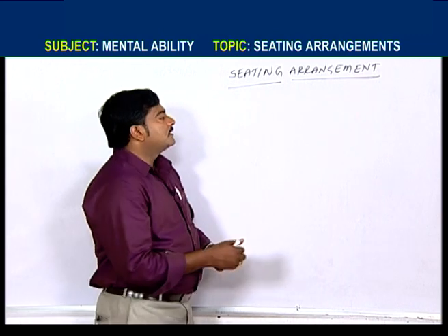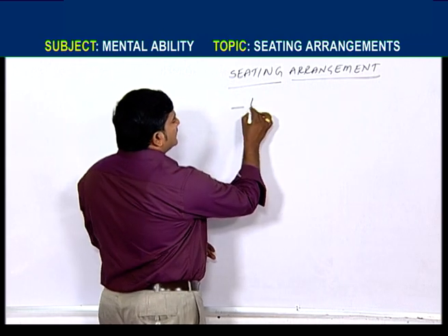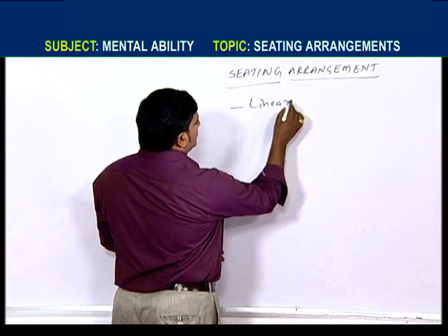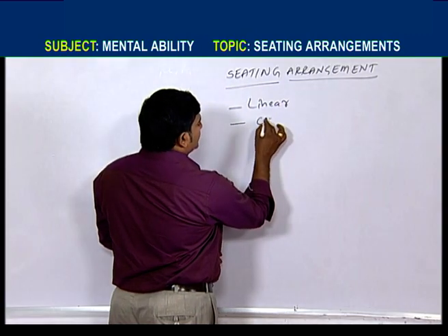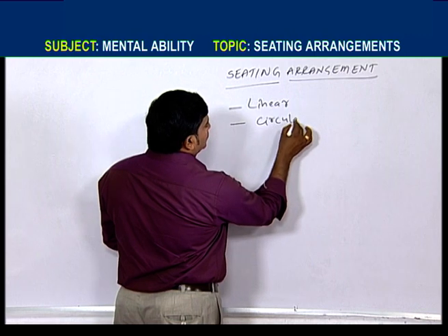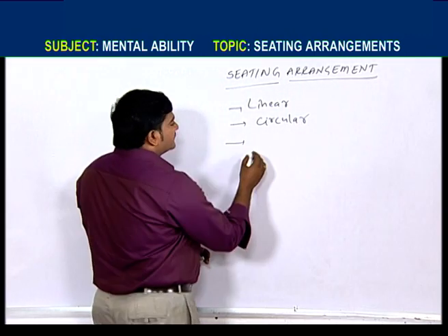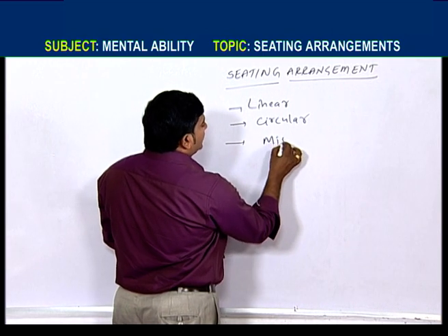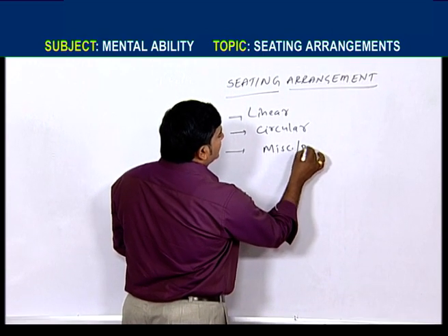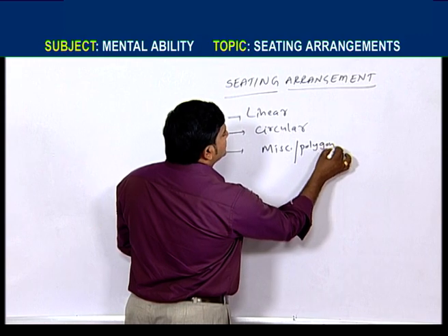Okay. So, now what did I tell here? Linear arrangement. And the second one is circular arrangement. I already told you in the starting of the session about circular arrangement. And the next one is miscellaneous arrangement, or simply we can say polygonal arrangement.